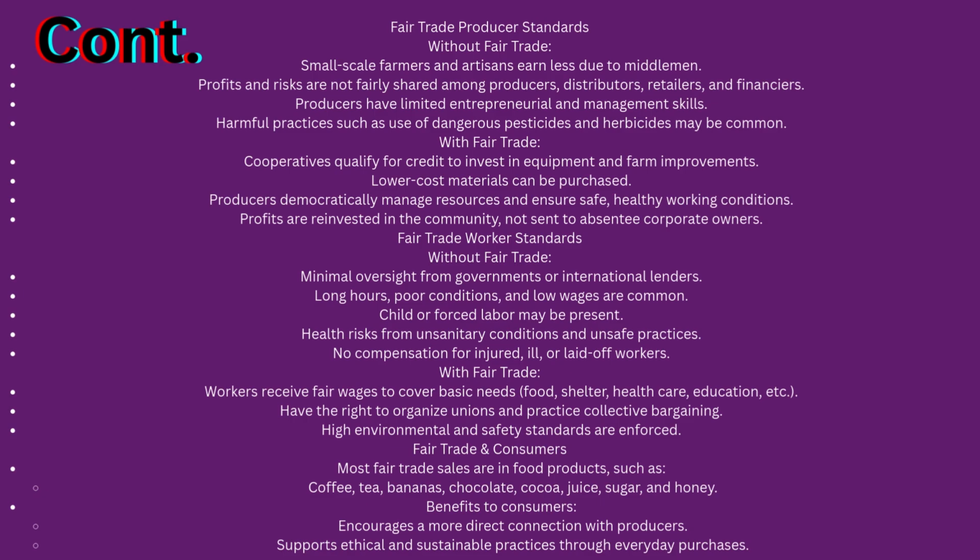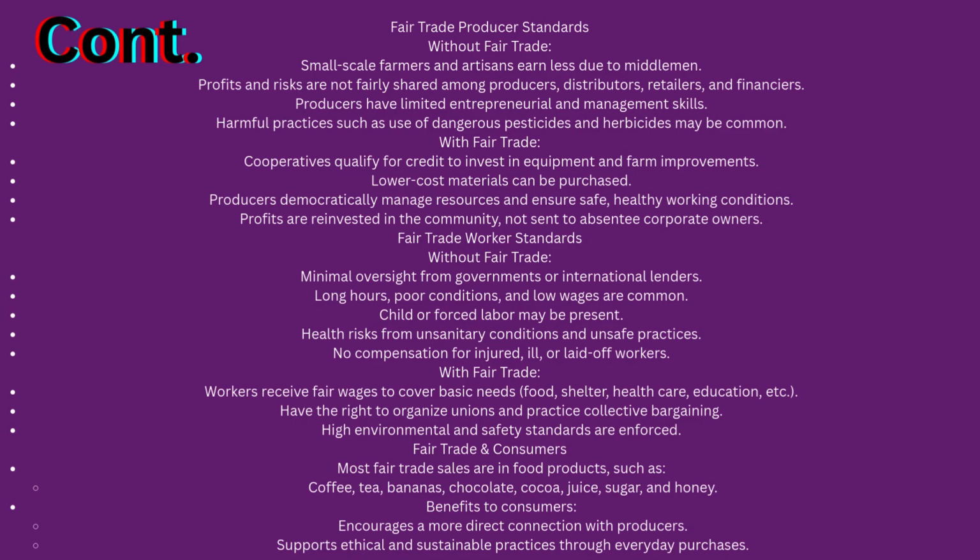Fair trade worker standards: without oversight of workers' conditions by governments and international lending agencies, protection is minimal. Workers allegedly work long hours in poor conditions for low pay. Children or forced labor may be in the workforce. Health problems may result from poor sanitation and injuries from inadequate safety precautions. Injured, ill, or laid off workers are not compensated. Workers should be paid fair wages, at least enough to cover food, shelter, education, healthcare, and other basic needs.